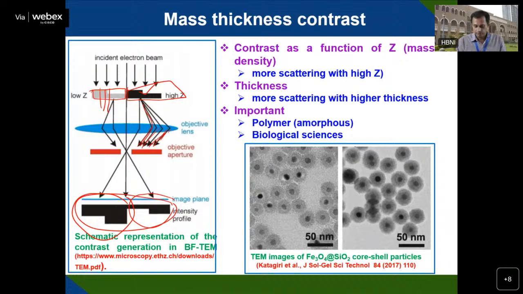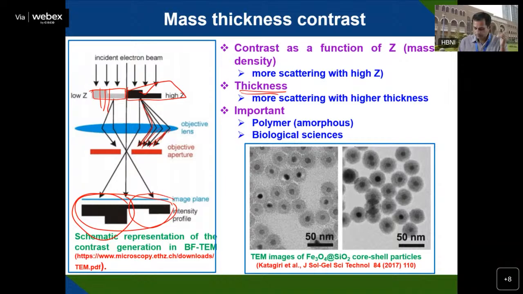That is mainly used to measure the thickness. You can also see this in a thin sheet: you can measure more scattering for higher thickness material, so that you can calculate the thickness also. And it's important for amorphous characterization or biological samples, where the contrast variation can be used.